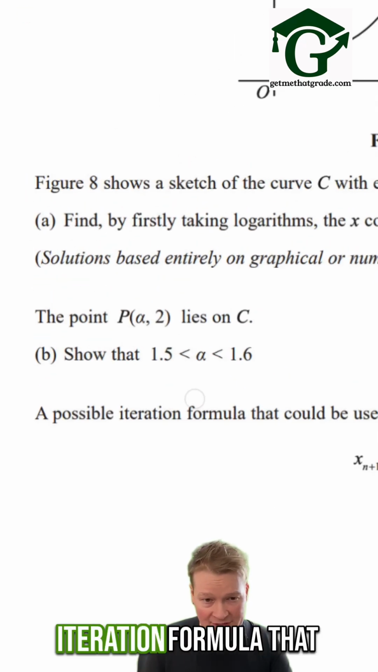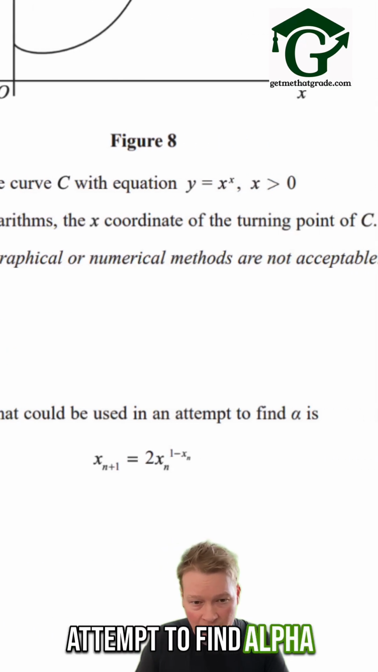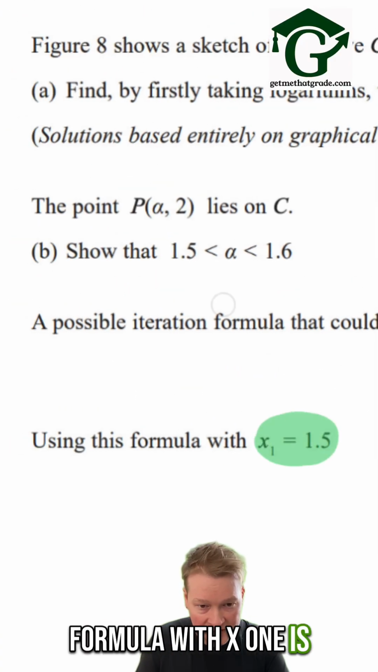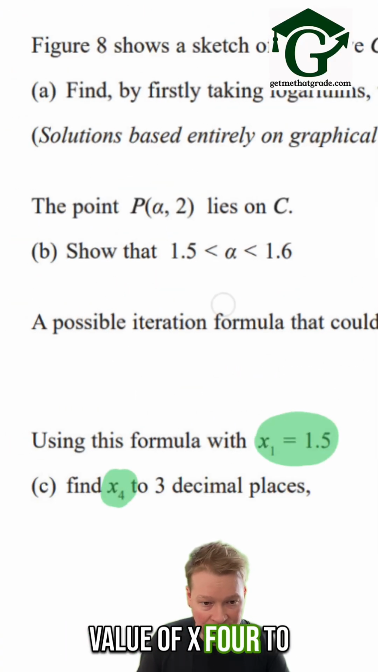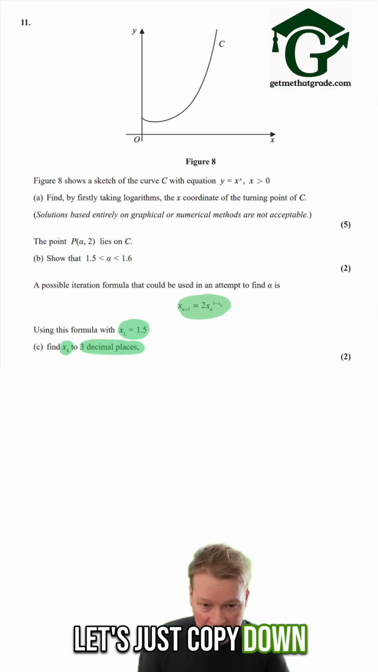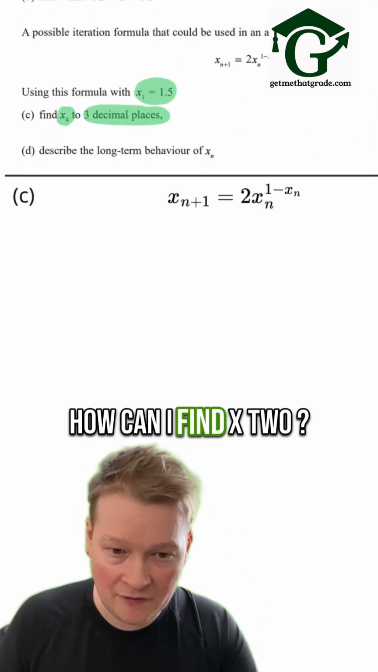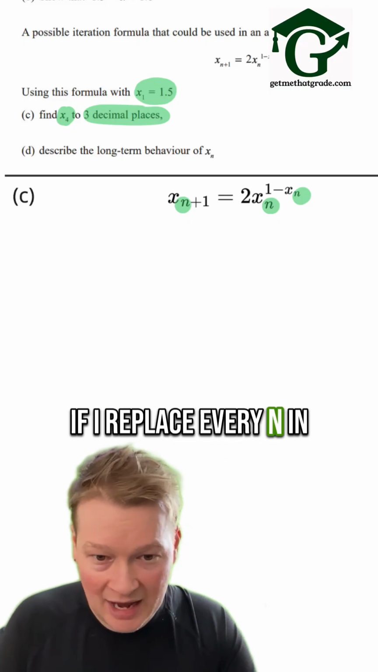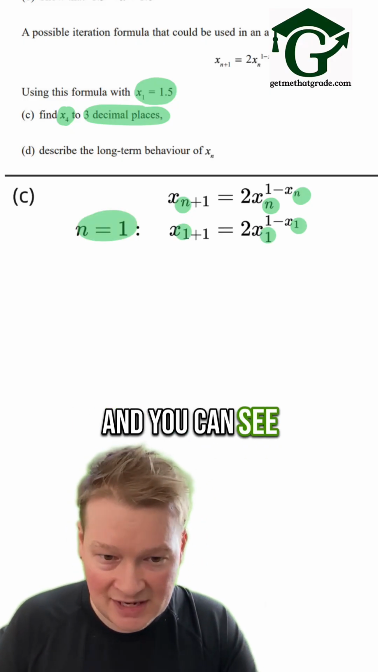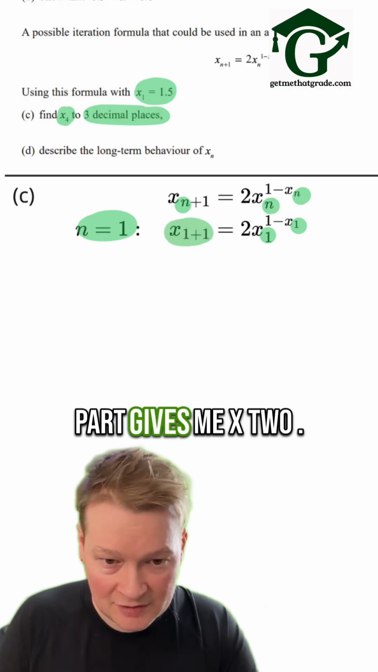Next, it says a possible iteration formula that could be used in an attempt to find alpha is this formula here. It says using this formula with x1 is 1.5, find the value of x4 to 3 decimal places for 2 marks. Let's just copy down the formula that we were given here. How can I find x2? If I replace every n in the formula with n equals 1, then I'll end up with this. And you can see, therefore, that this part gives me x2.